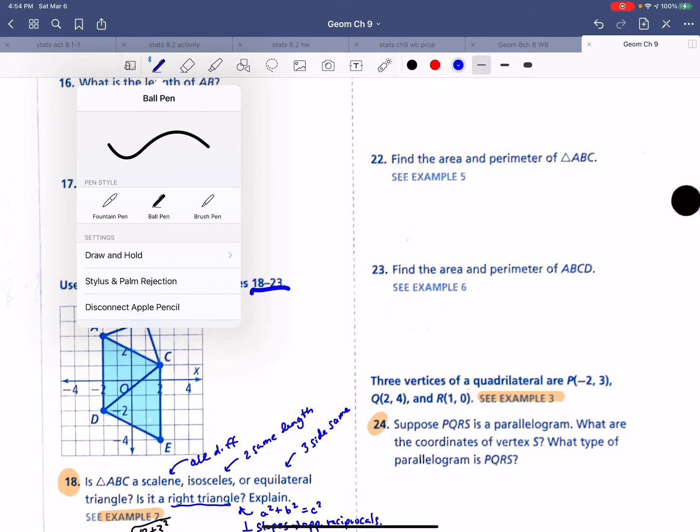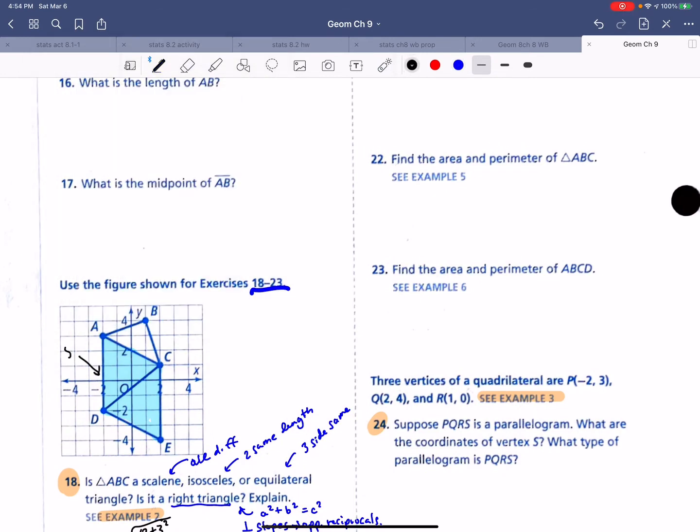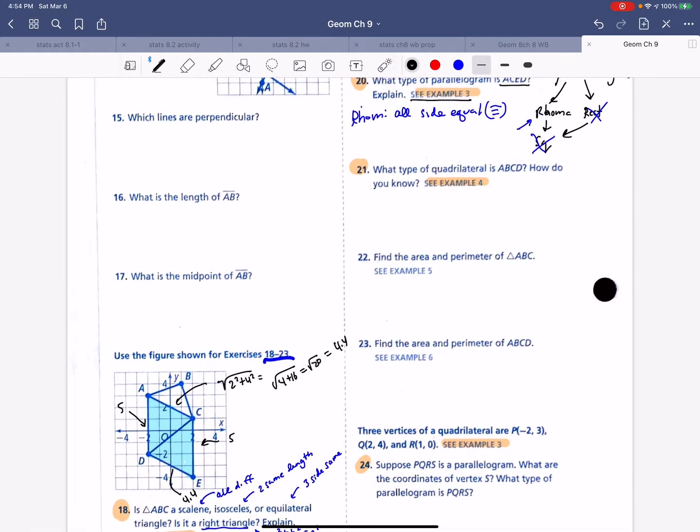So let's analyze that. Okay, this one is 5 and this one's 5. And this one is, didn't we already do this? It's 2 squared plus 4 squared, which we said was 4 plus 16, which is the square root of 20, which is 4.4 something. And so this is definitely not a rhombus. Okay, so it's not a rhombus, a square, or a rectangle. So it's just a plain old parallelogram.